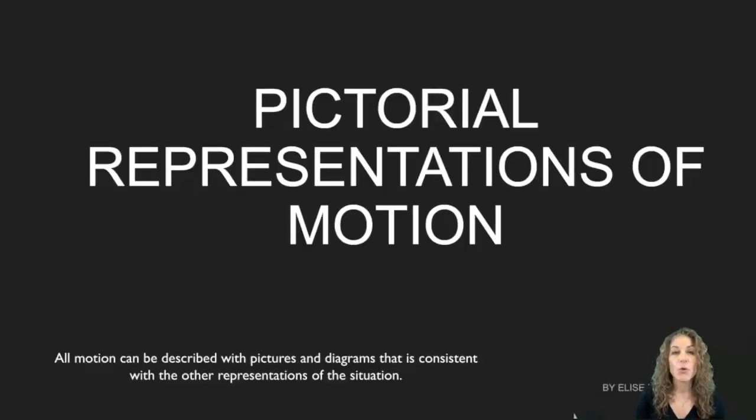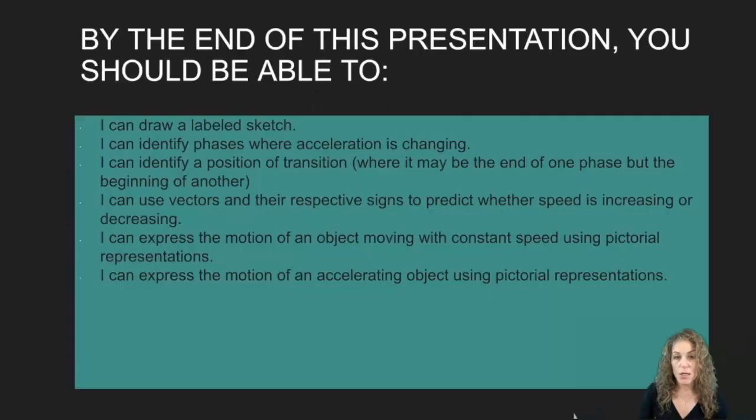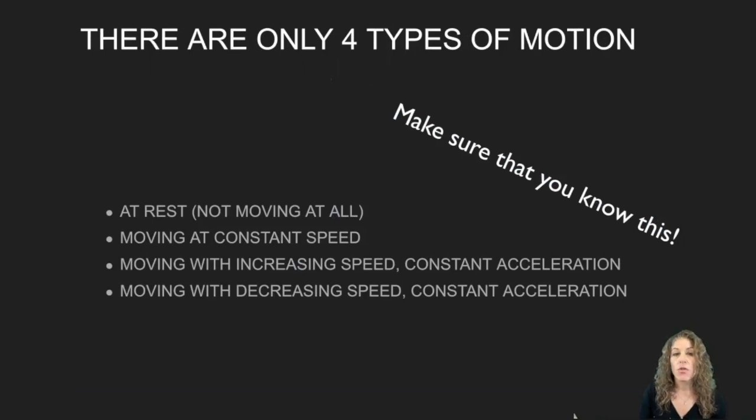To talk about the pictorial representations of motion. This includes three things that I want you to know: motion diagrams, dot diagrams, and labeled sketches. Recall that there are only four types of motion: at rest, constant speed, increasing and decreasing speed. We're going to talk about these over and over again.